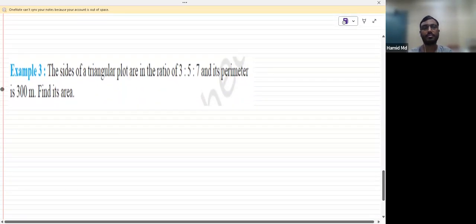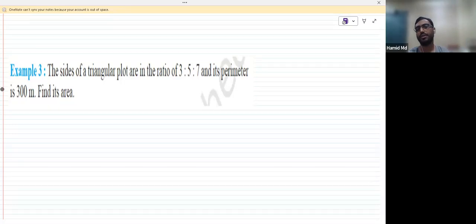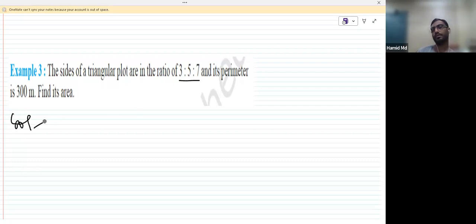The sides of a triangular plot are in the ratio 3:5:7 and its perimeter is 300 meters. Find the area. How will we proceed? We can add all the ratios together. Okay, proceed, I will follow you.